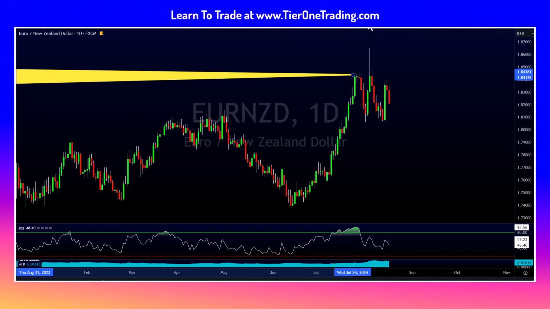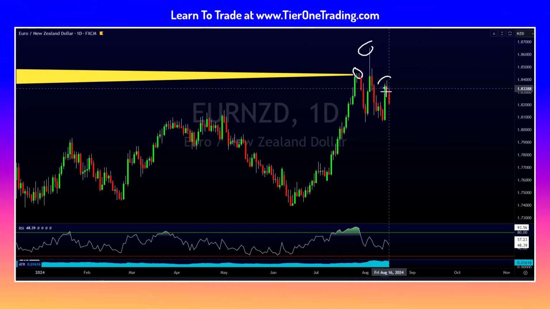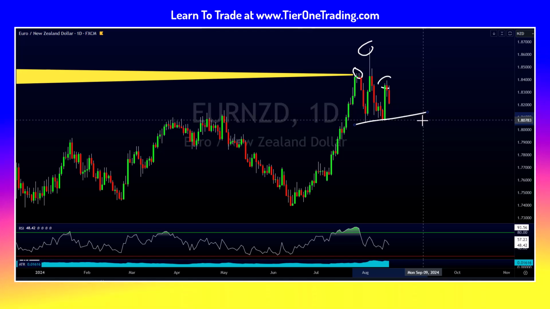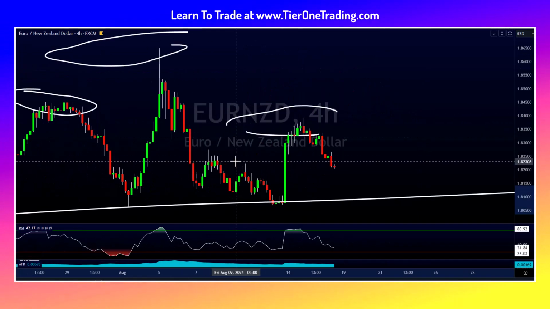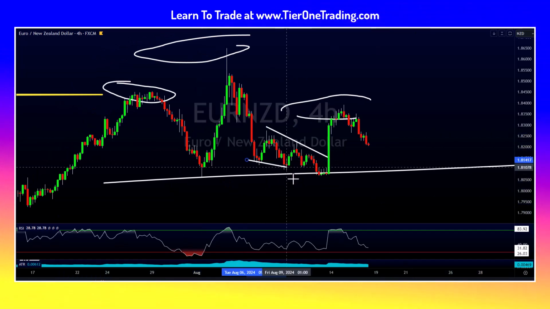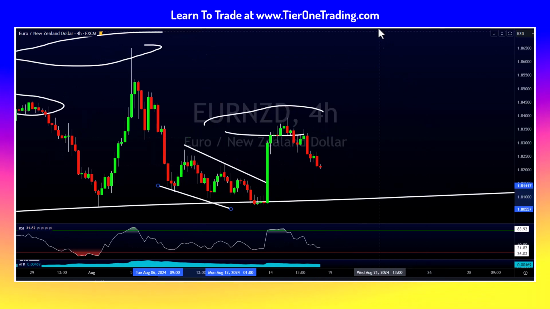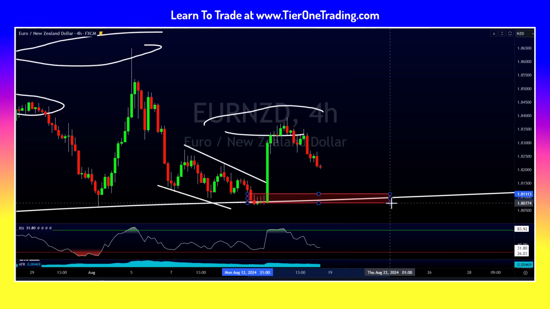And just to measure out the head and shoulders real quick, this would be the left shoulder, this would be the head, this would be the right shoulder, and the neckline right here. What we're looking at here is down on the 4 hour, also a breakout from kind of this falling channel, but that's a whole different story. But essentially, I would be looking for a continuation right down to the bottom of this zone, right?